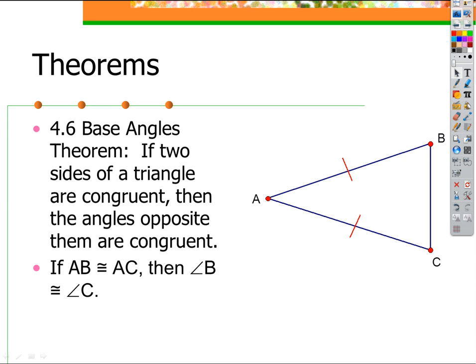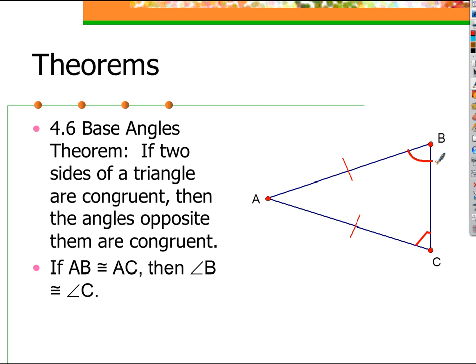The base angles theorem tells us that if two sides of a triangle are congruent, in other words, if it's an isosceles triangle, then the base angles are always congruent. So the angles opposite the legs are always congruent. Base angles of an isosceles triangle, always congruent.